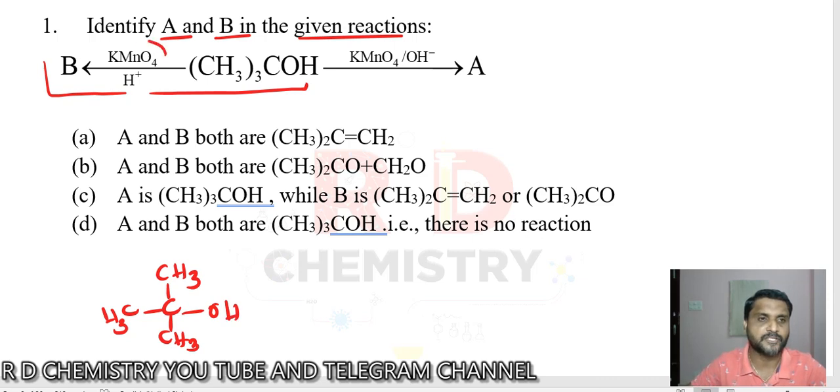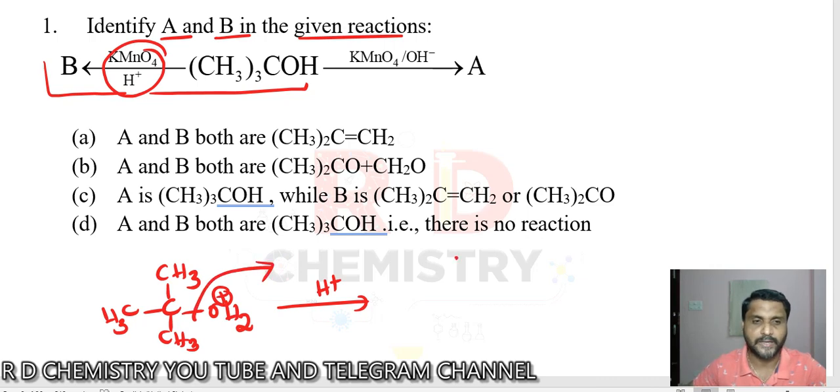Let me take this potassium permanganate in the acid medium. So whenever there is an acidic medium, generally what will happen? Protonation takes place on the alcoholic group. Correct? So this should be removed. So we'll get CH3, CH3, CH3. This is positively charged.